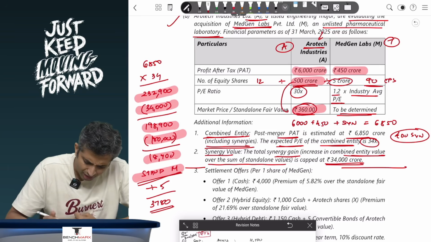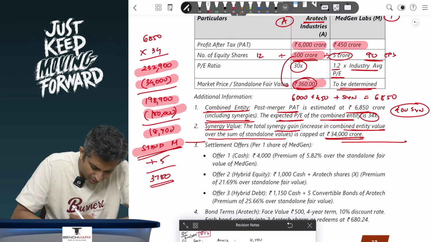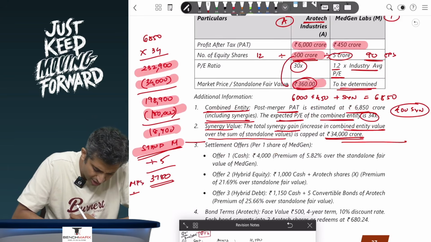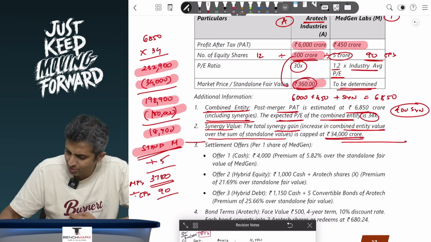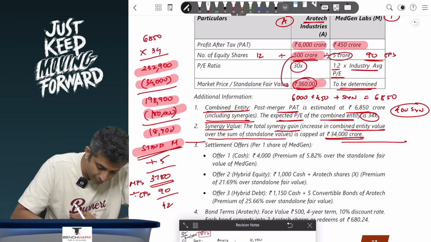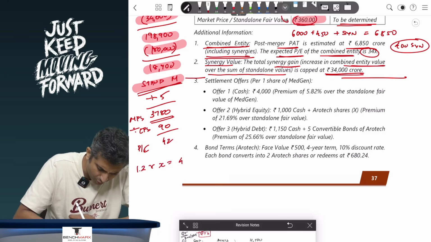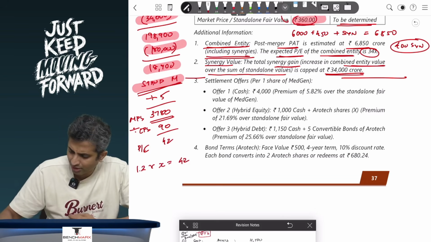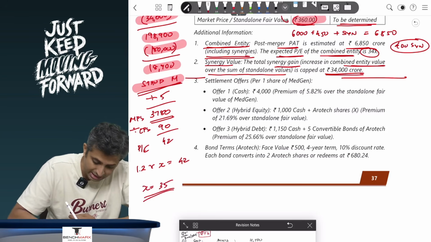Okay, what is asked? Well, along with that, they're also asking you to find, well, this is your market price per share divided by the earnings per share, which comes to, I think, 90. So if I divide this by 90, I'll get 42, which is a P/E. But this P/E ratio is MedGen's P/E ratio. Well, industry's average, I don't know, that is X equals 42. So if I do 42 divided by 1.2, that is 35. So your industry P/E ratio is 35. It is lethal, I would say.